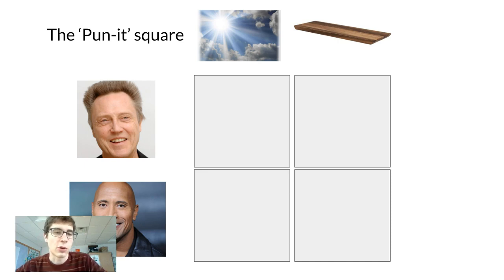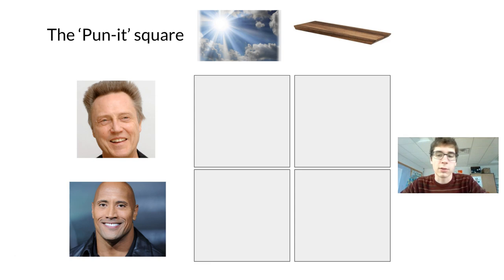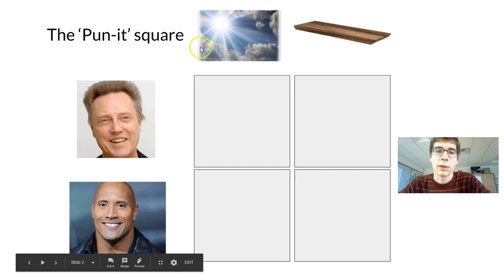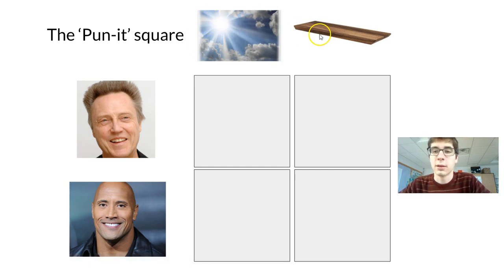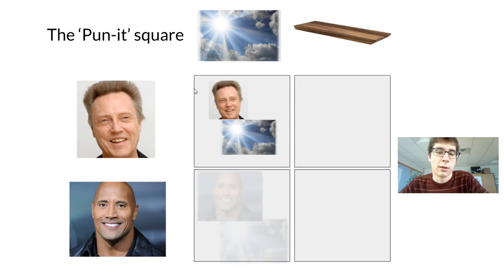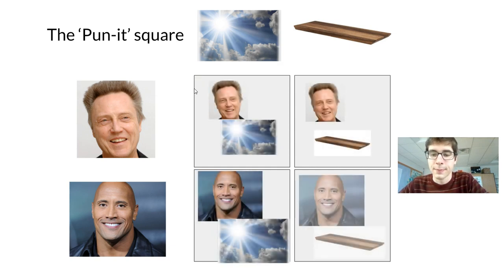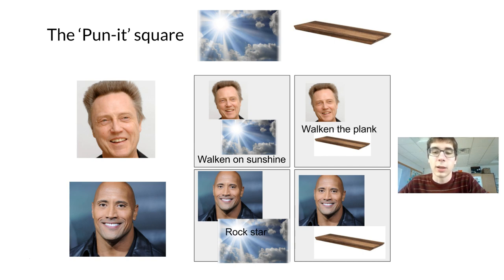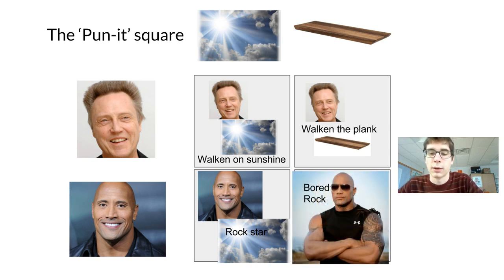Here's a little joke that I made thanks to one of the students here. They said I don't make enough puns about the Punnett square, so here we go. We've got Christopher Walken, we've got The Rock, and we're going to cross it with the sun and a piece of wood. So our joke types are going to be like this. In the top left corner, we've got Walking on Sunshine. Bottom left, we've got Rockstar. Upper right, we've got Walking the Plank. And then last but not least, we have Boardwalk.